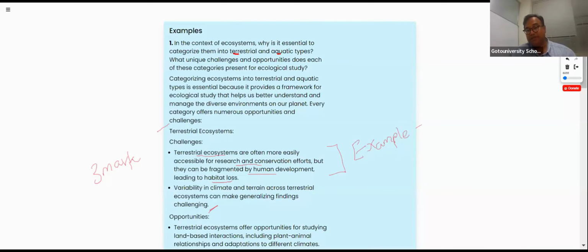If the example is not there, -1. And again, back, have you given any explanation? Did you explain or not? For the example like this, if you explain, then 1 mark. If you do not explain, -1 mark. Like this, they will reduce it.